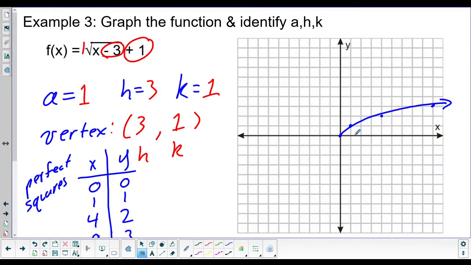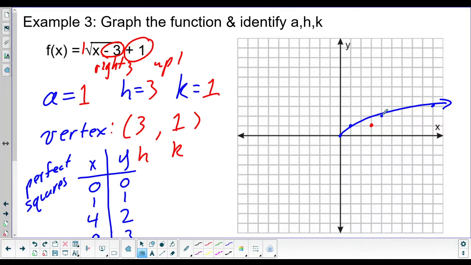So we're going to go right 1, 2, 3, up 1. That's the new vertex. Let's talk about the transformations. This h is going to move to the right 3 and up 1 because of the k. So if we take our original vertex and go right 3, up 1, we can see it lands on the new vertex. So now we can just take all of our old points and transform them.